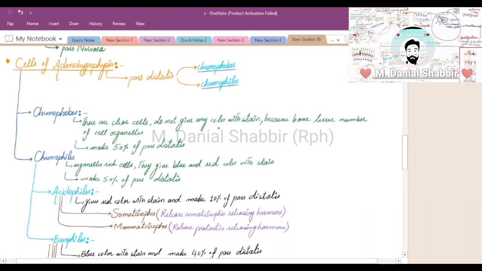So because of those ions, these stains, when we are going to stain cells, give different colors. The cell in which organelles are fewer gives less stain, and these cells make 50% of the pars distalis, right? Okay, now come towards the chromophiles.